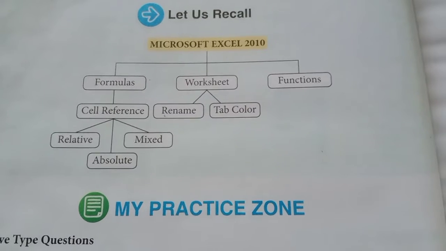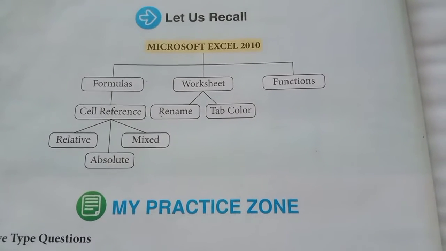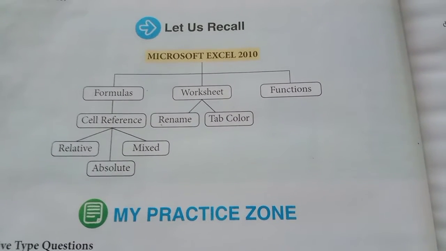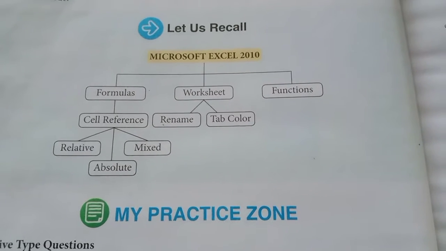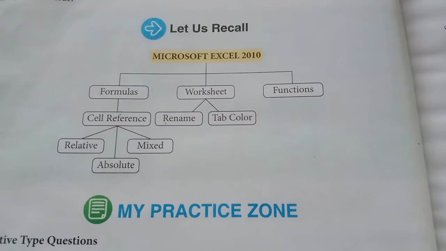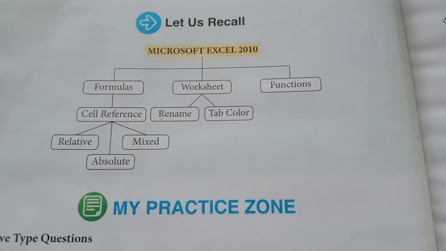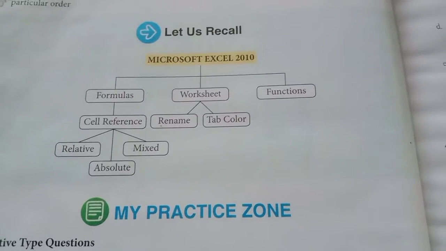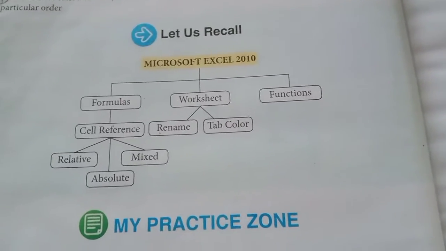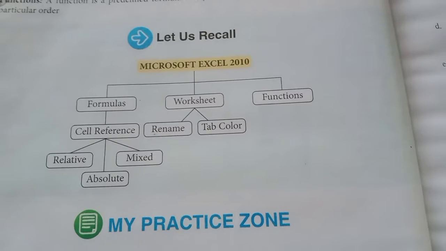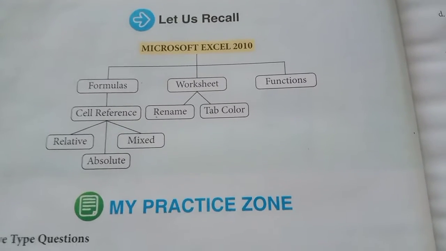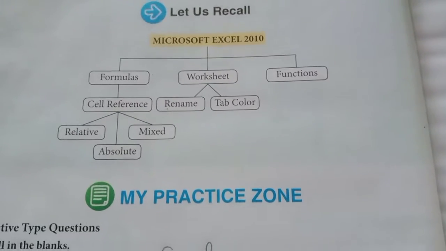Worksheets, all of you know that a worksheet has two options, rename and tab color. If you want to color the worksheets, you can, and if you want to rename the sheets, you can. And function doesn't have any other part. You have to follow the functions in a worksheet, right? So that's all about today's class.